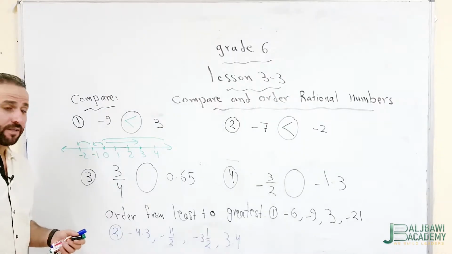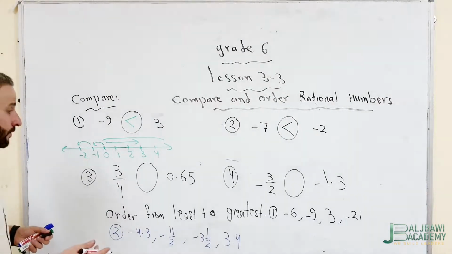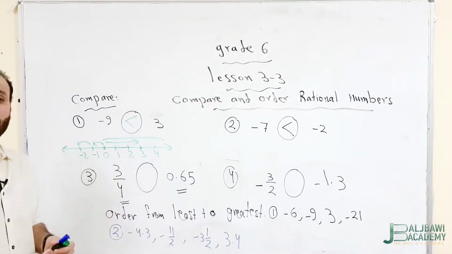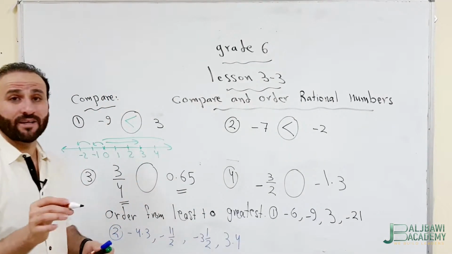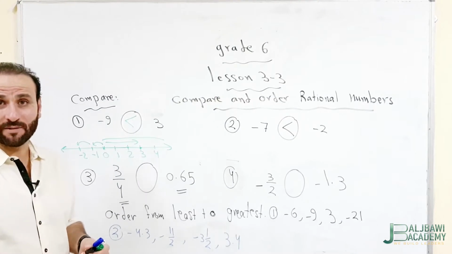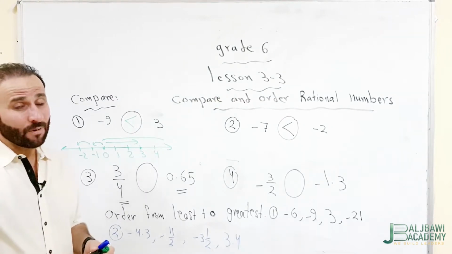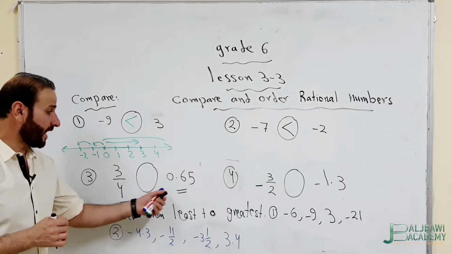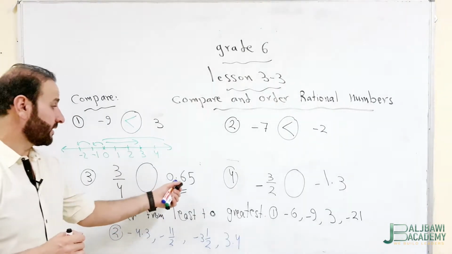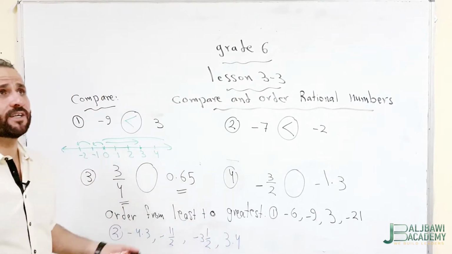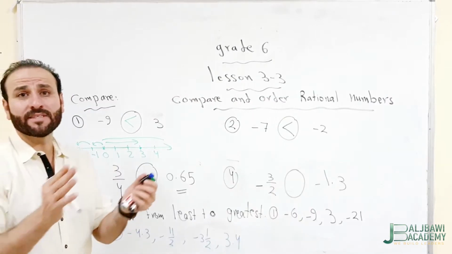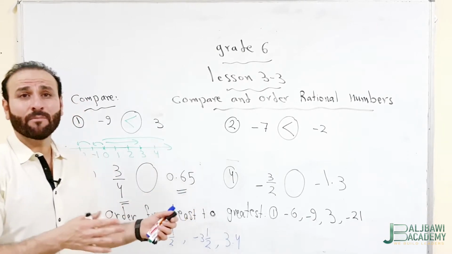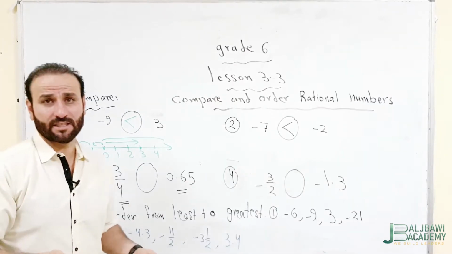In example number 3, I'm comparing a fraction to a decimal. Always, before you start comparing or ordering rational numbers, think about this mentally. Here, 3/4 and 0.65. So which one is greater? I need to write them in the same form. Either I write them both as fractions, but it is easier to make them both decimals.